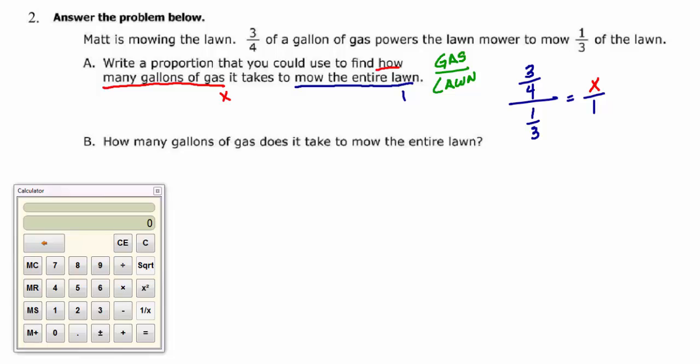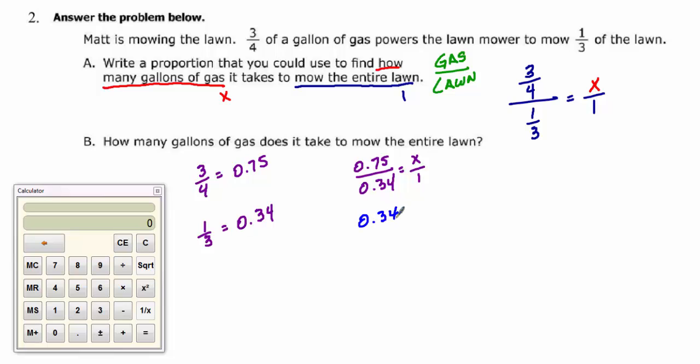Now we need to solve that. So let's do this time, let's solve this 2 different ways. The first thing we'll do is we'll convert our fractions into decimals. Remember the last problem I said I prefer to put 1/3 as 0.34 instead of 0.3 with the line. The further you go out, the more accurate you get. So we'll solve it this way. 0.75 over 0.34 equals x over 1. When we cross multiply that, we get 0.34x equals 0.75.